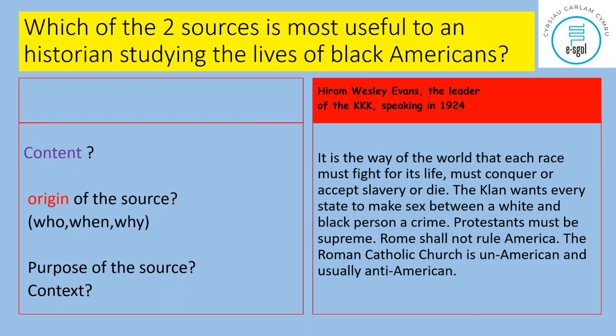Now I want to spend a few minutes looking at the second source. Here I'm Wesley Evans, the leader of the KKK. I'm expecting, in terms of origin and purpose, in your minds, a few alarm bells are ringing already, aren't they? The leader of the KKK, so maybe he's got a motive for saying it. Maybe there's a purpose here. Maybe he has an agenda. If you look at the language in the source, you can see there is certainly an agenda here on behalf of the KKK member.